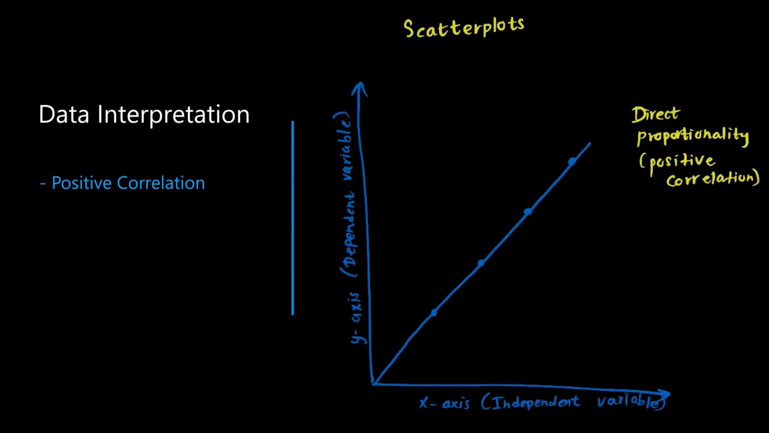A simple example is the cost of food sold by weight. As the weight of the cheese you buy increases, the price increases at a constant rate. This can be represented by the equation y equals kx, where k is the constant of proportionality. Another example is the distance a car travels at a constant speed over time. More time equals more distance.